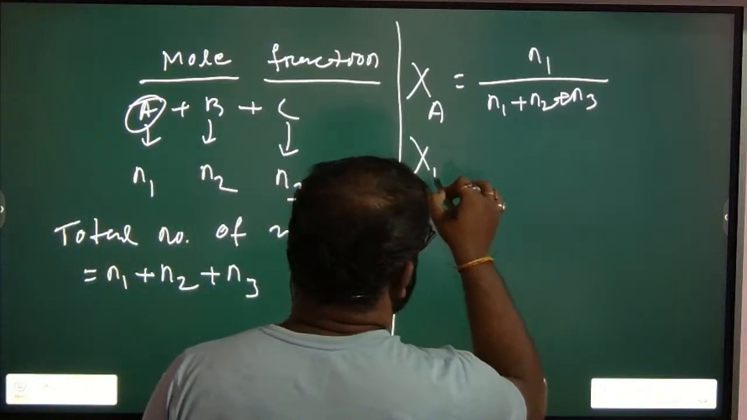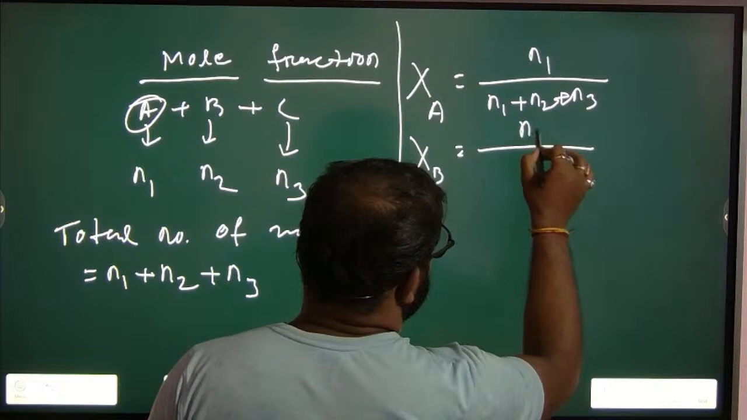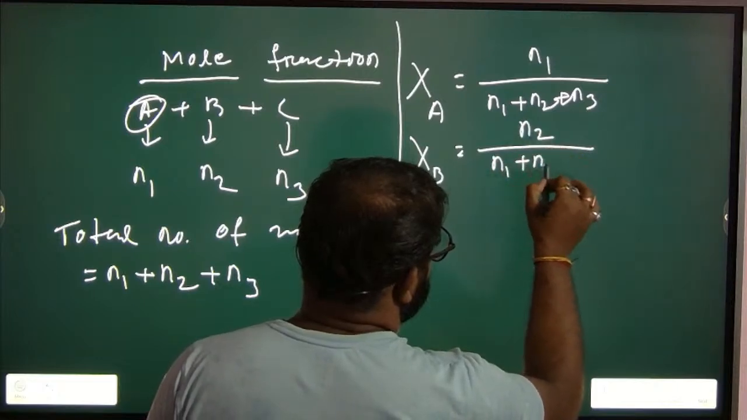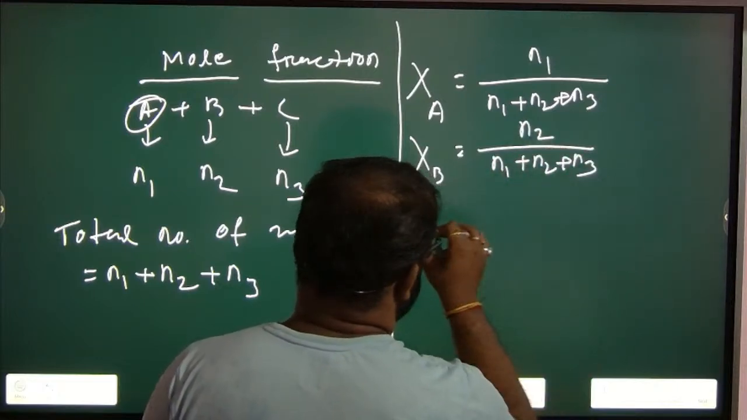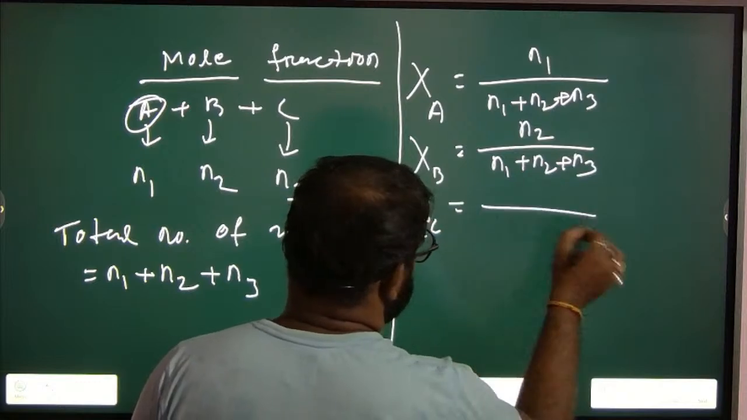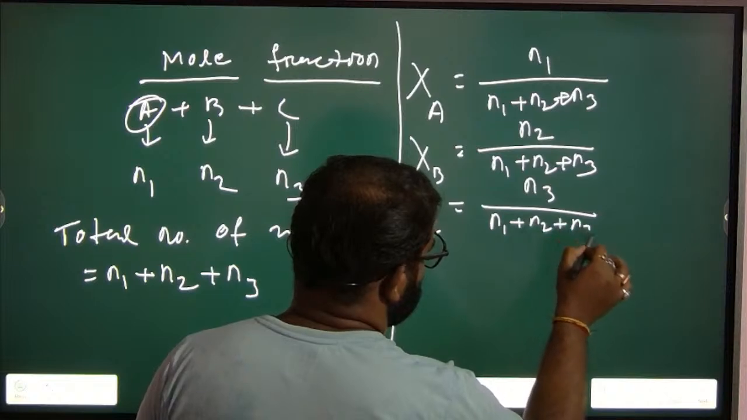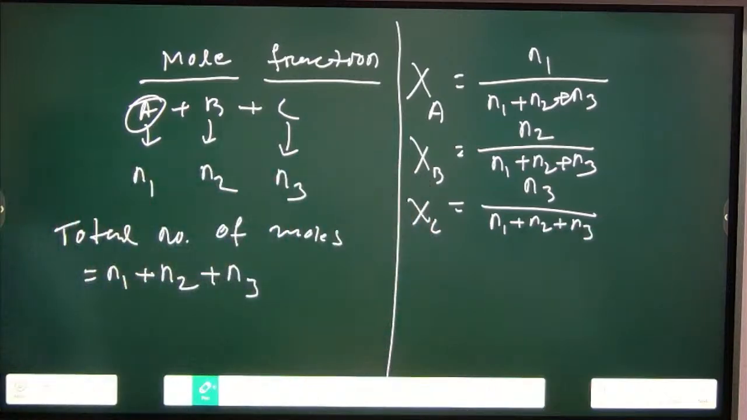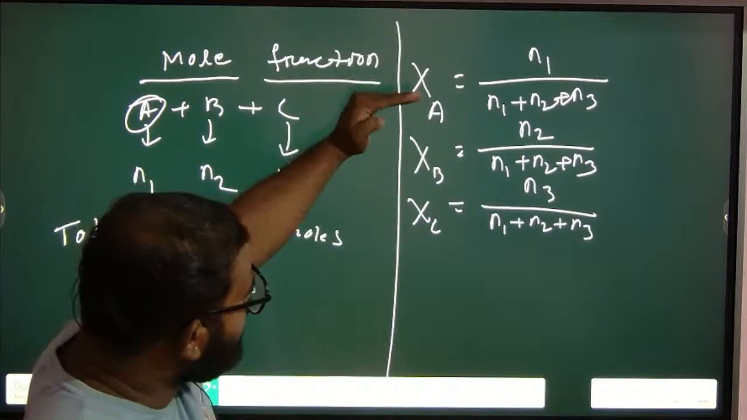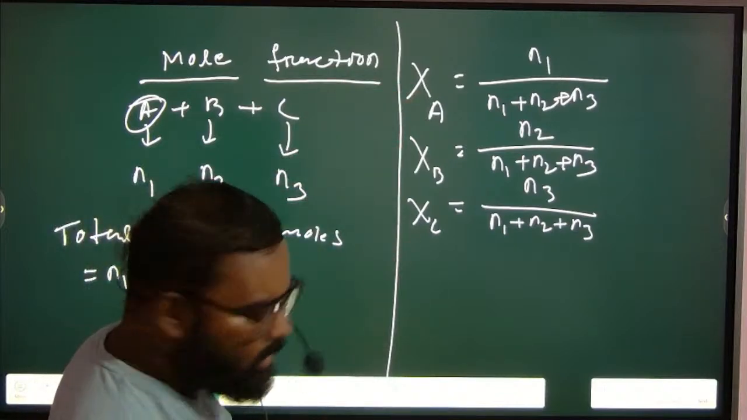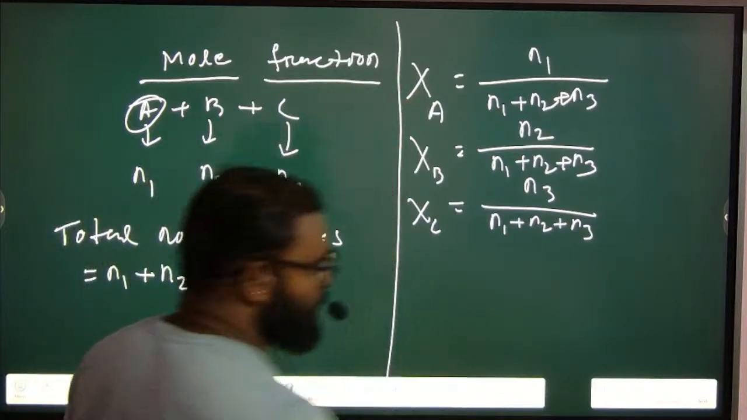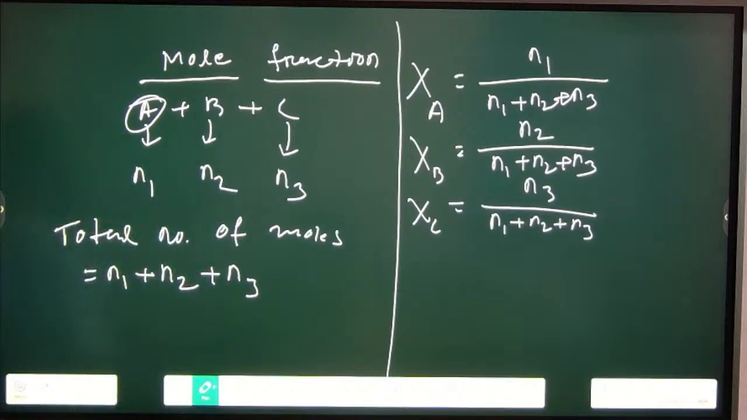Same with chi B, N2 by N1 plus N2 plus N3. Same with chi C, N3 by N1 plus N2 plus N3. Okay. Now if we add chi A, chi B and chi C, what will we get? 1. Very good. So the sum of all the mole fractions of the components in a solution is what? 1. Clear?